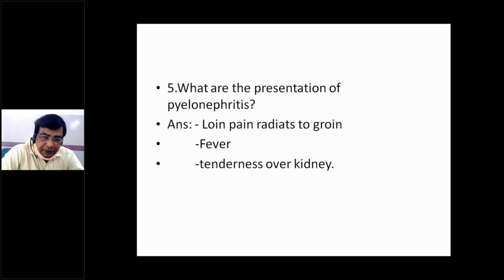Our next question is, what is the presentation of pyelonephritis? Pyelonephritis has three presentations. One is loin pain, radiating to the groin, fever with chill and rigor, and tenderness over the kidney, the renal angle will be tender.